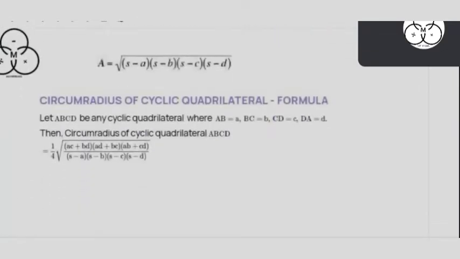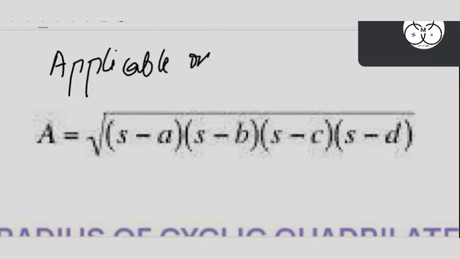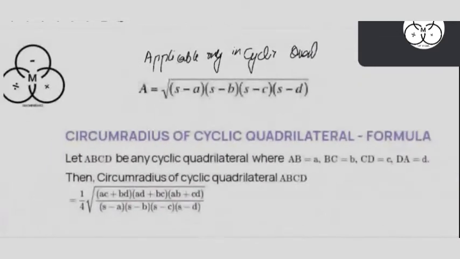These are a few other properties of cyclic quadrilaterals, and this looks like Heron's formula. It's Heron's formula itself, nothing else. This is applicable only in cyclic quadrilaterals. Applicable only in cyclic quadrilaterals. This formula.